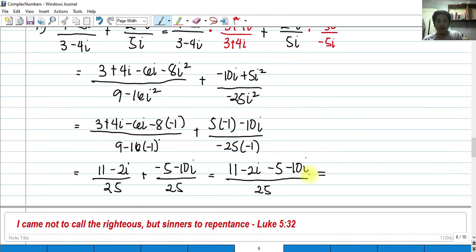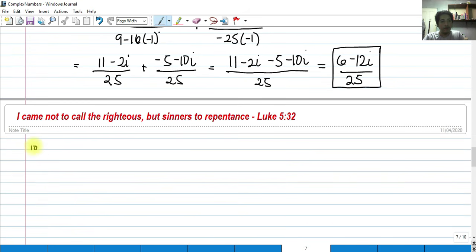And simplify, we have 11 minus 5, that is 6. Negative 2i minus 10i, that's negative 12i. And then we have over 25. And that is our answer for this problem. Okay, down to our last problem. For problem number 10, we're going to solve i raised to 2004 plus i raised to 1997, plus i raised to 1957.